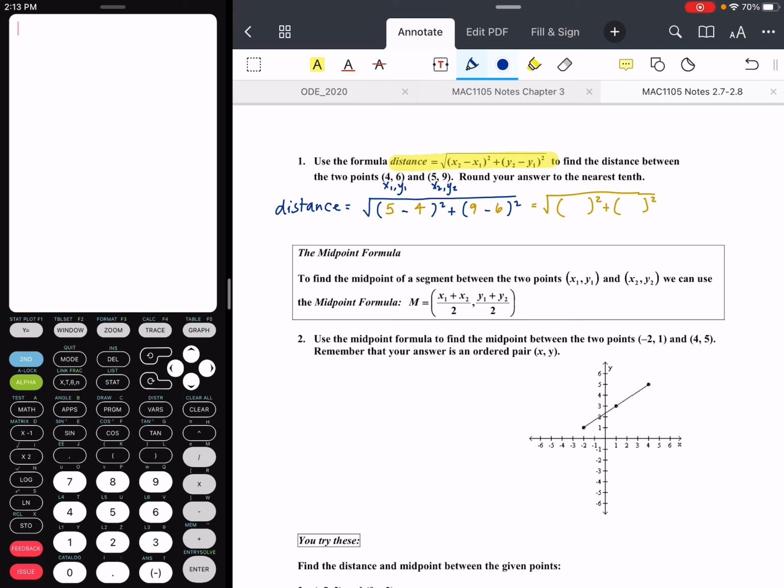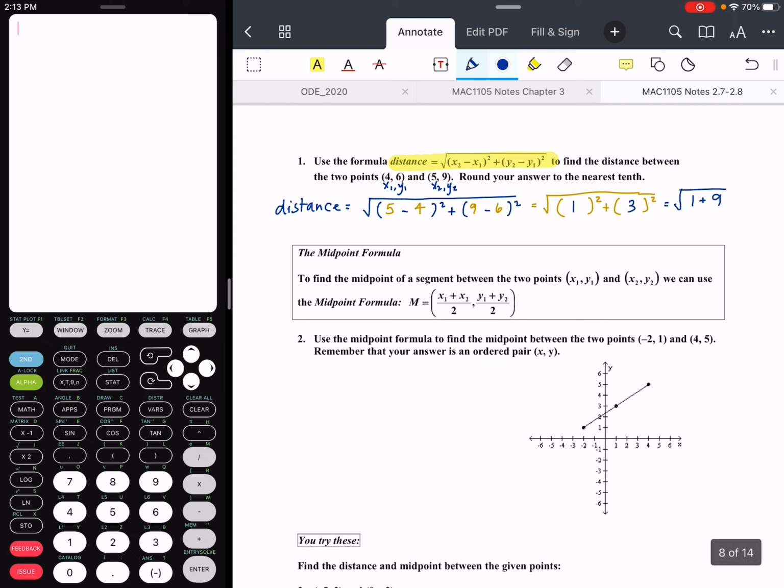So 5 minus 4 in the first set of parentheses is 1. 9 minus 6 in the second set of parentheses is 3. So 1 squared plus 3 squared. So keeping that square root sign, 1 squared is positive 1. 3 squared is positive 9.